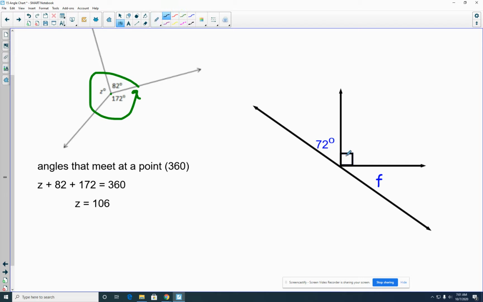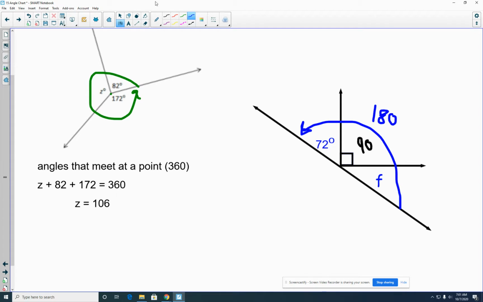First, I see this little box. So that tells me I have a 90-degree angle. And I always like to mark that first. The other thing is anytime I have a straight line here, I always like to do this. Right? Now, what this tells me is that all these angles add to 180.